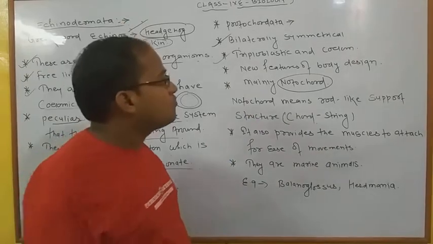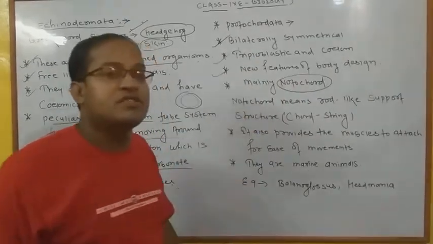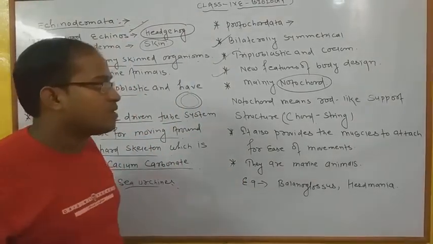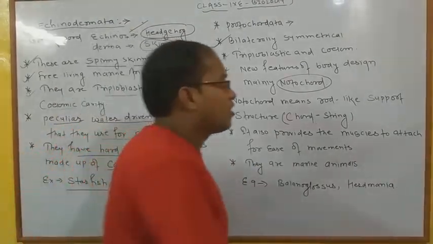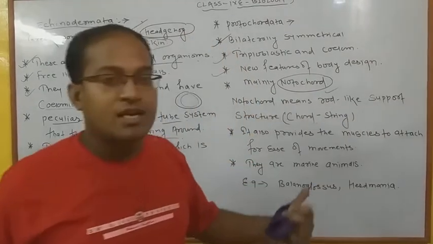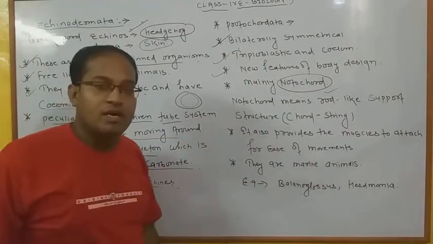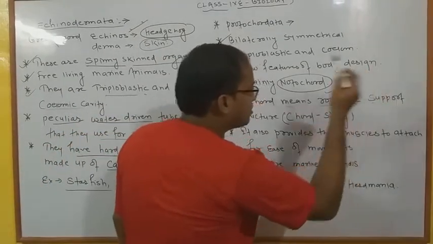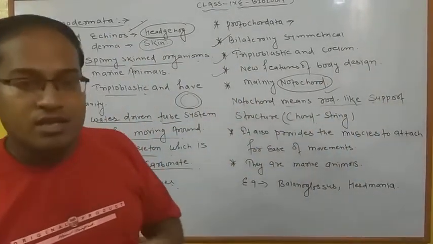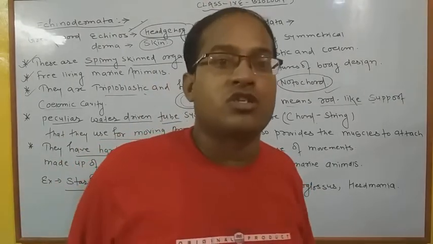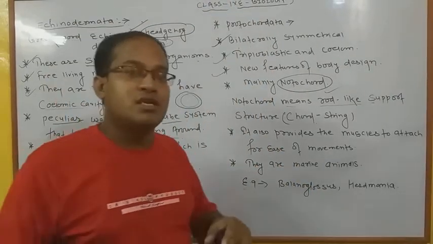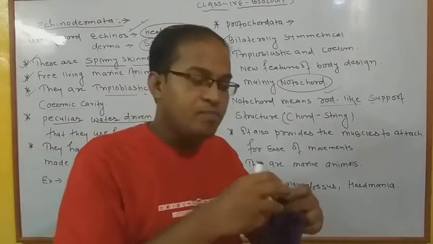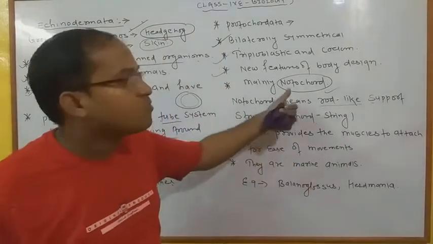And next, new features of body design. Their body is differentiated into many advanced forms. Comparison with Echinodermata, and mainly the notochord. Before starting the phylum Protochordata, I told you that notochord means rod-like supporting structures, to which the muscles are generally attached, and they help in movement from one place to another. So that is the use of notochord.